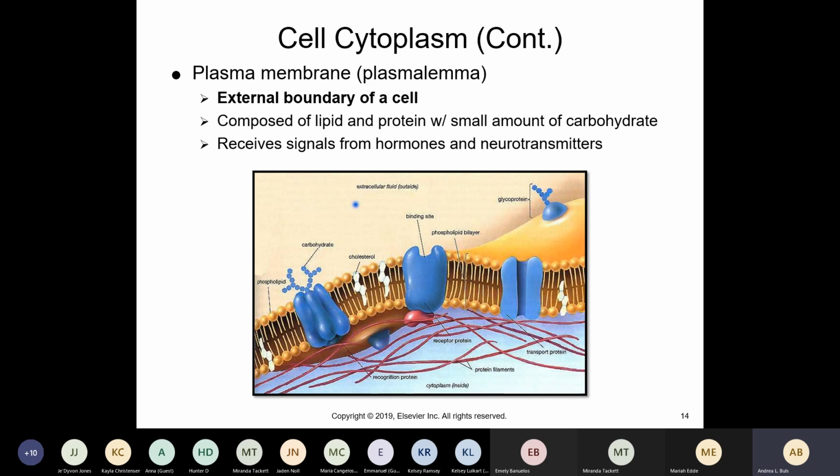The plasma membrane is also sometimes referred to as the plasmalemma, and that is just the external boundary of a cell. It is composed of lipid and protein elements with small amounts of carbohydrates, and that is where signals from hormones and neurotransmitters are received.